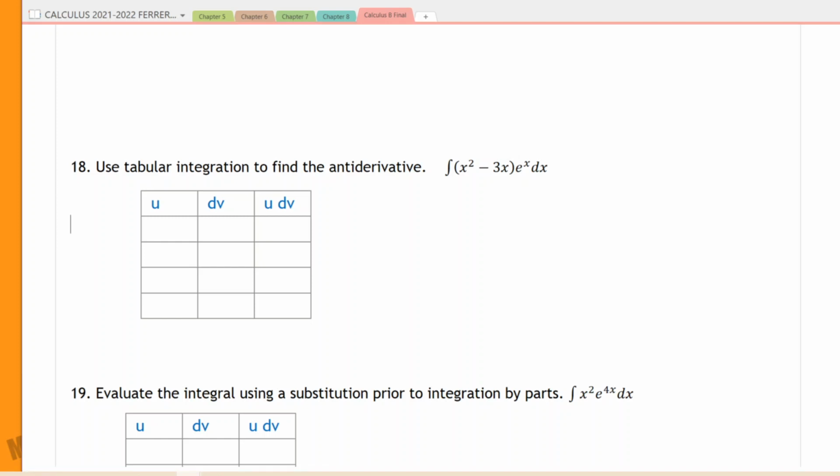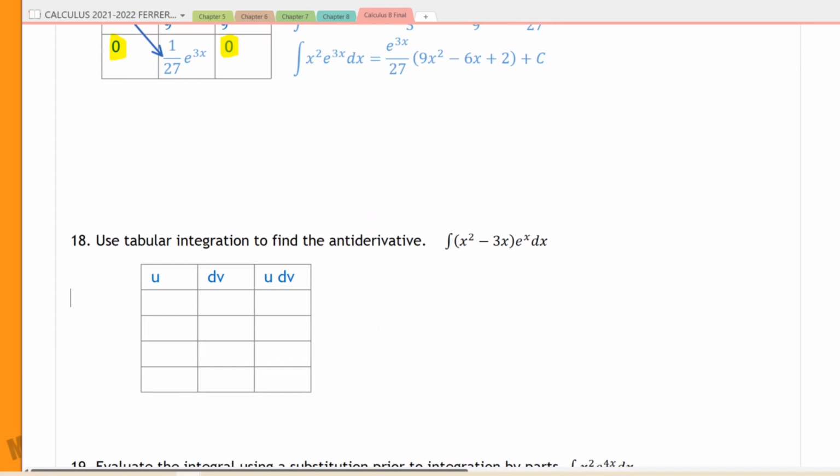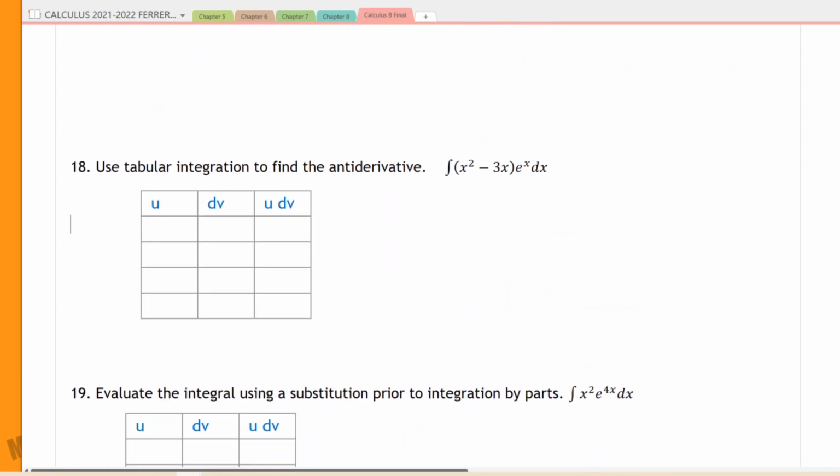Well, hey everyone, we're going to take a look at question 18 through, well, I'm not sure when we're going to stop, but we're definitely going to start with question 18 on your AP Calculus B final exam. So, question 18 is: use tabular integration to find the following antiderivative.